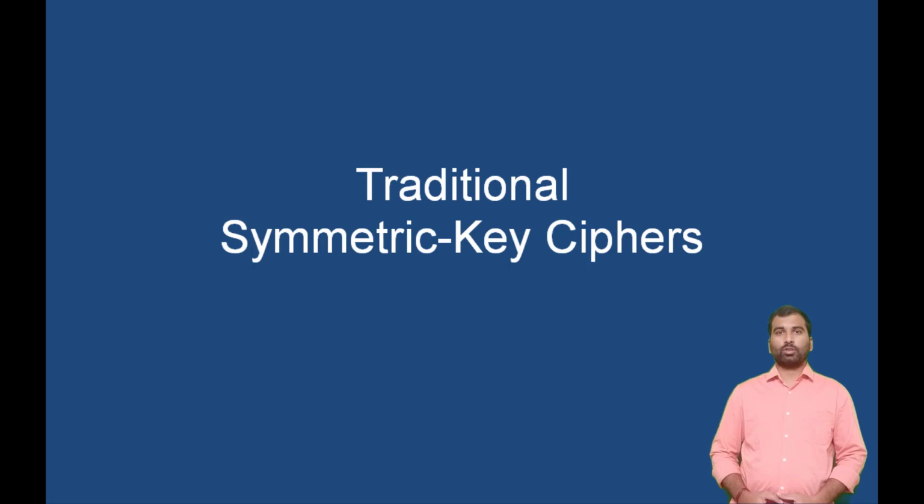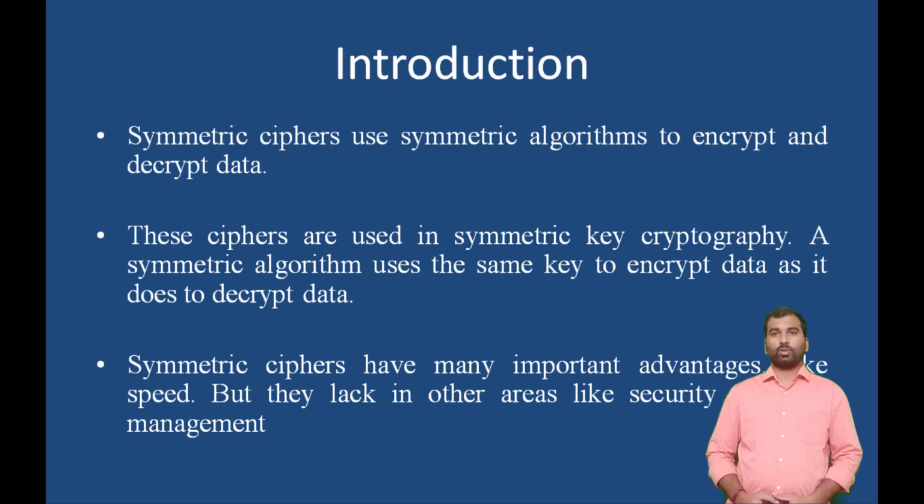Today I am going to discuss the traditional symmetric key ciphers in cryptography and network security. So coming to the topic, symmetric ciphers use symmetric algorithms to encrypt and decrypt data. These ciphers are used in symmetric key cryptography. A symmetric algorithm uses the same key to encrypt data as it does to decrypt the data. For example, a symmetric algorithm will use the key to encrypt some plain text information, like a password, into a ciphertext. Then it uses the same key again to take that ciphertext and turn it back into the password.